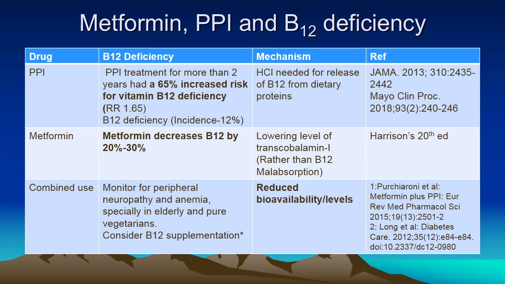Concurrent use of metformin with PPI may also lead to a risk of vitamin B12 deficiency, particularly in those who are vegans and whose diet is deficient in vitamin B12. PPI alone has been reported to cause a 65% increased risk of vitamin B12 deficiency. Metformin alone is also reported to decrease B12 absorption by 20 to 30%. The mechanism underlying this is that HCl is needed for release of vitamin B12 from dietary proteins, and lowering of transcobalamin 1 rather than B12 malabsorption by metformin is the cause of B12 deficiency. However, when these two drugs are used combined, there is always an increased risk of vitamin B12 deficiency, and some researchers recommend monitoring and considering B12 supplementation.